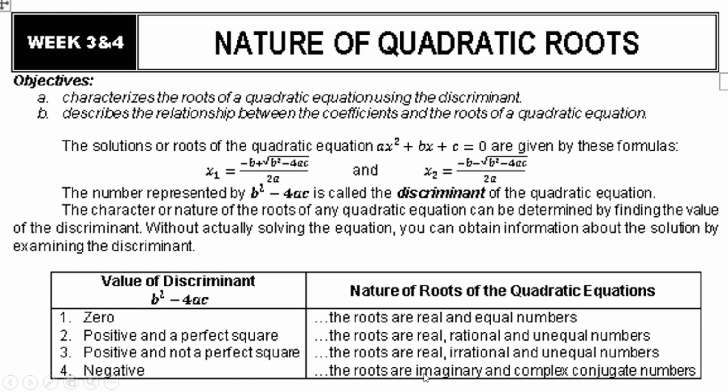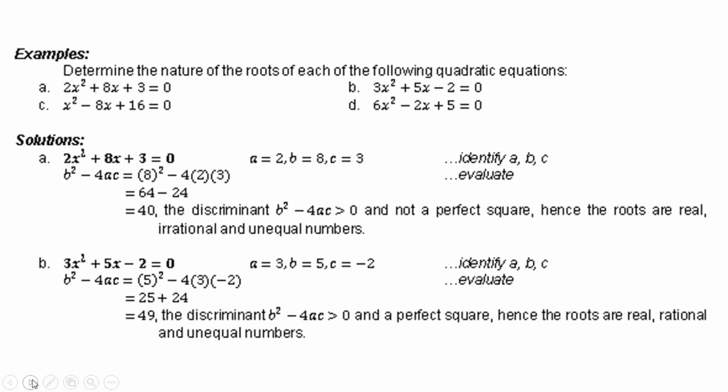Again, if 0, real and equal. If positive and a perfect square, real, rational, and equal. If positive but not a perfect square, real, irrational, and unequal. If negative, imaginary. Okay, let's go to the example.